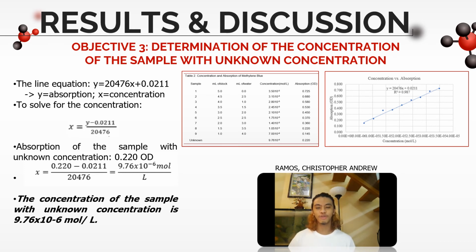So what if you conducted the experiment yourself, and when you subjected the unknown sample to the spectrophotometer, you obtained an absorbance of 0.540 OD. Once again, you just plug that into the equation, and you will obtain a concentration of 2.53 times 10 raised to negative 5 mole per liter.